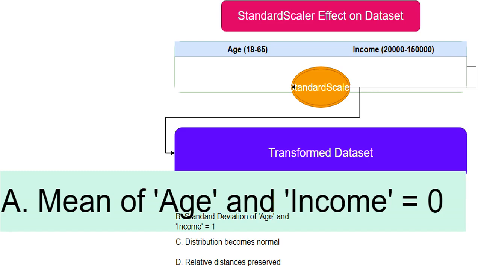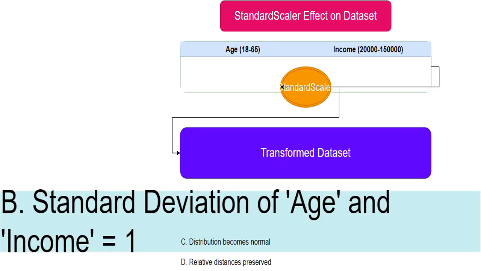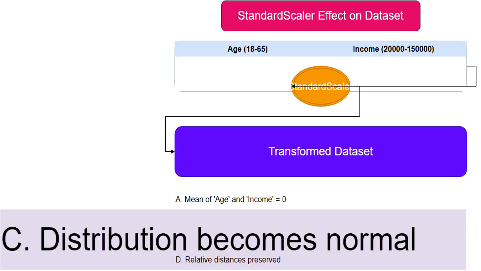After I apply standardscaler, the average, mean, of both the age and income features will be 0. That's a key effect. Similarly, after scaling, the standard deviation, a measure of how spread out the data is, for both features will become 1. It means I've made the spread of data consistent. Important note here.